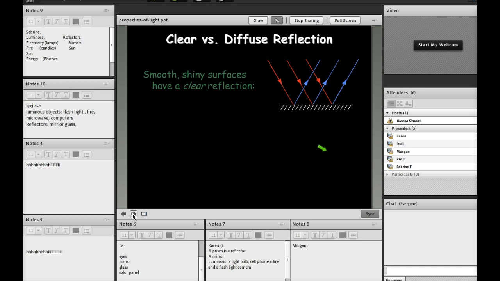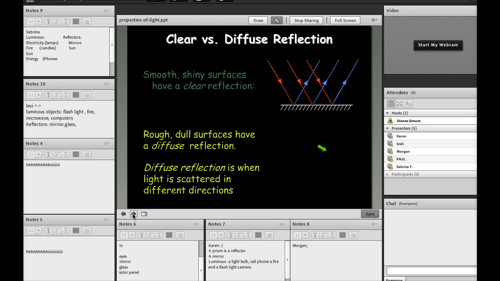So if you have a clear, shiny surface, the angle that comes in, the light is going to be reflected at the same angle going out. However, if you have a rough or dull surface, then diffused reflection is when light is scattered in all different directions. The surface is very rough. The light comes in all at the same angle, but it goes out at different angles because the surface is really rough.